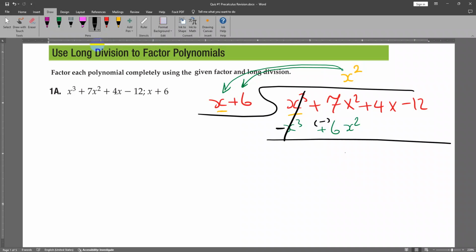7 minus 6 is 1. So we have x squared. We need to drop down the next term so that we can continue our division. So we'll drop down 4x. Okay, start from the beginning.